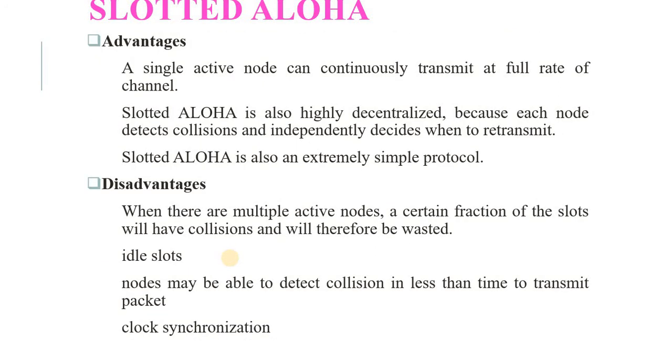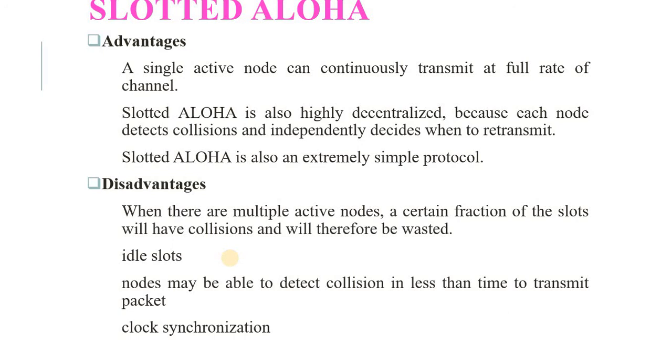Here are some advantages and disadvantages. In the advantages, a single active node can continuously transmit at the full rate of the channel. Slotted ALOHA is also highly decentralized because each node detects collisions independently and decides when to retransmit. And slotted ALOHA is also an extremely simple protocol.